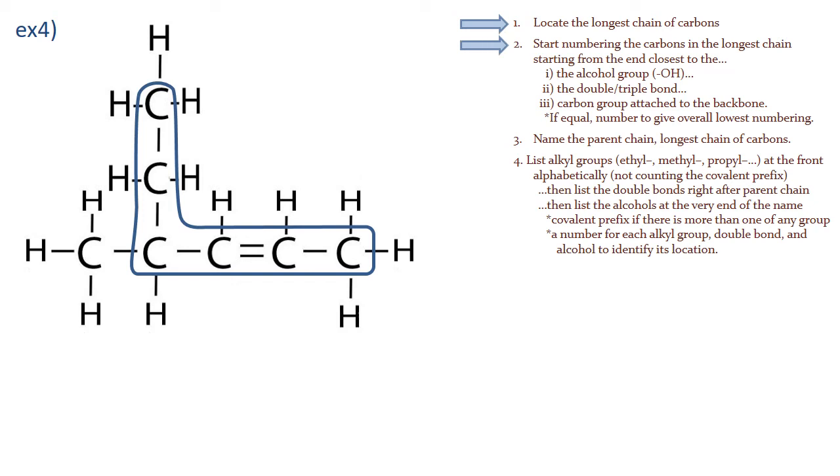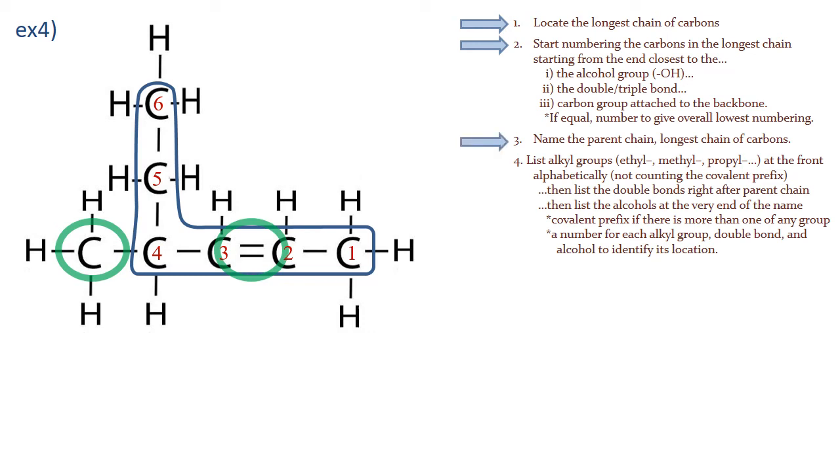So now I have to start numbering carbons from the end closest to the alcohol, or if not present, the double bond. If not that, then the alkyl group. So what do we have in this molecule? I have a methyl group and I have a double bond. So since there are no alcohols, I will have to start counting from the end closest to the double bond, which means that this would be my first carbon because the double bond is closer to that end of the chain. Then I'll number the rest, 2, 3, 4, 5, 6.